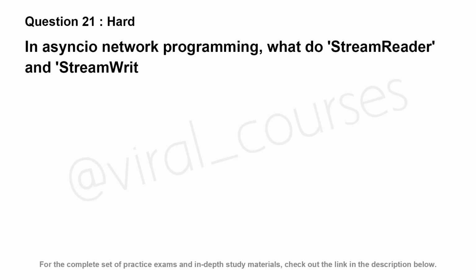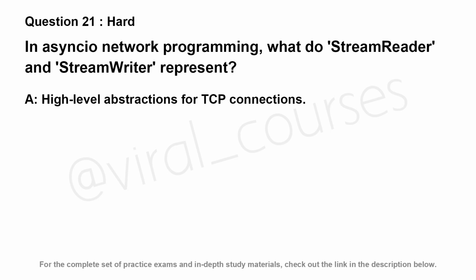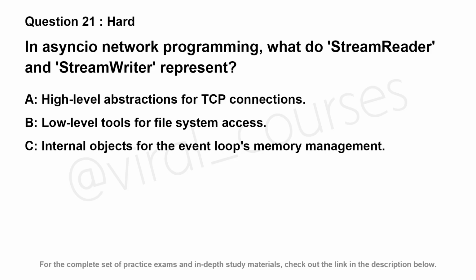In asyncio network programming, what do StreamReader and StreamWriter represent? Option A. High-level abstractions for TCP connections. Option B. Low-level tools for file system access. Option C. Internal objects for the event loop's memory management. Option D. Decorators for HTTP requests.